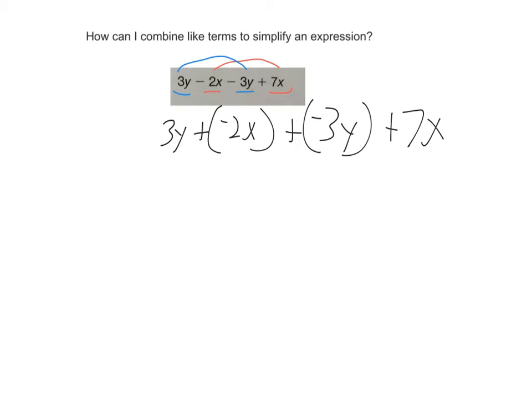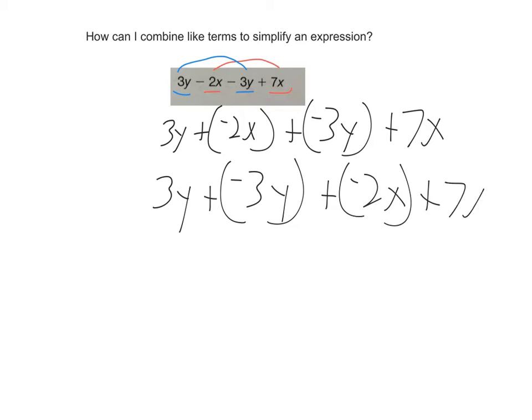So I'm going to first deal with those by simply making them addition. 3y plus negative 2x plus negative 3y. Again, I just add the opposite, plus 7x. And now I have subtraction, that's addition. Now I can order these any way I choose. So I'm going to reorder these so I can more so add the numbers I want. 3y plus negative 3y plus negative 2x plus 7x.